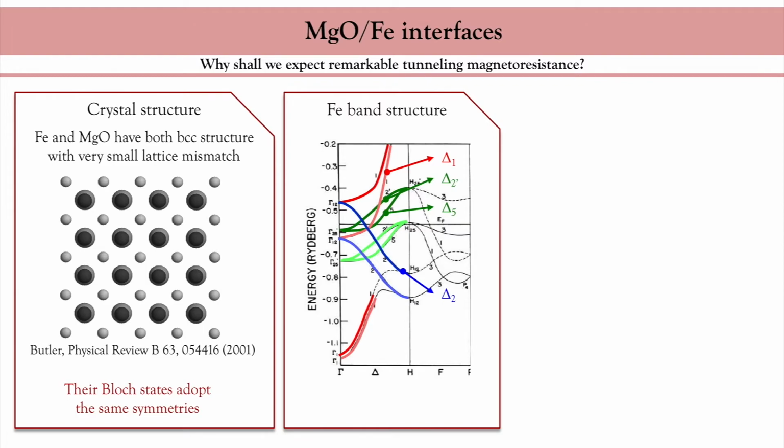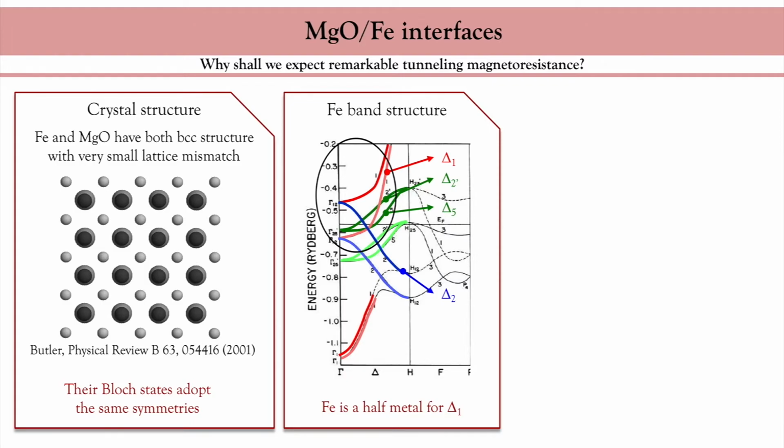Now look at the spin character. Here I represent up electrons with a light color and down electrons with dark color. What is truly remarkable is that iron is like a half metal for the delta 1 symmetry. You see that the up electron band crosses the Fermi level, whereas the down electron band remains above the Fermi level. In other words, the polarization of the delta 1 band is close to 100% at the Fermi level.